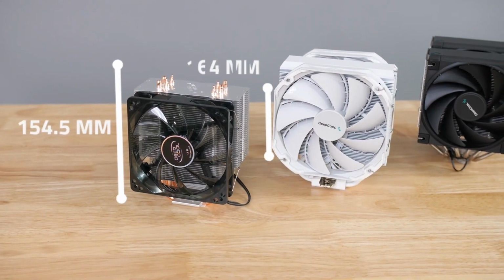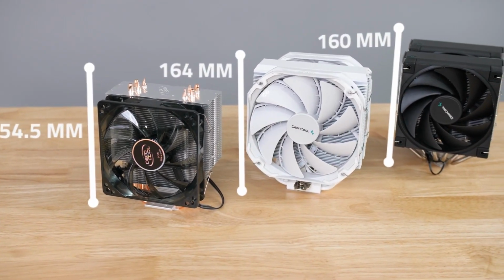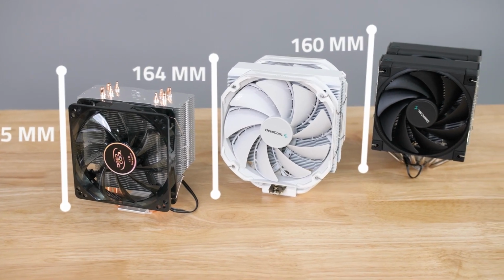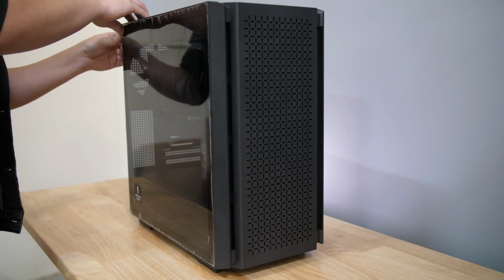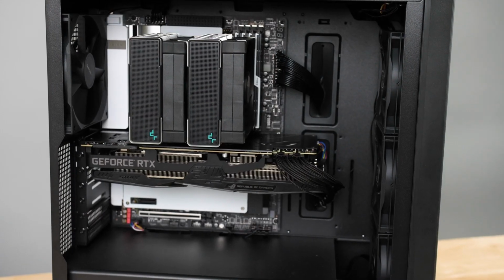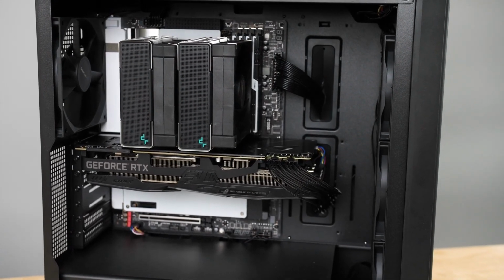And if you don't pay enough attention to your case's clearances, you may find yourself in a situation where your CPU cooler may be too tall and is preventing you from closing your tempered glass. Again, you can simply reference the spec sheet that should come with your cooler.